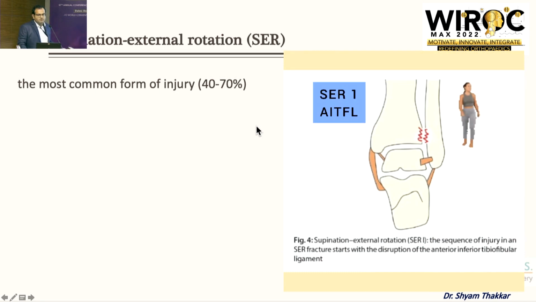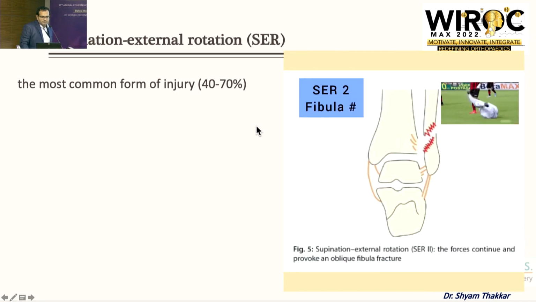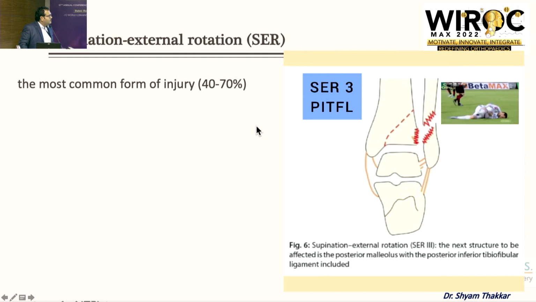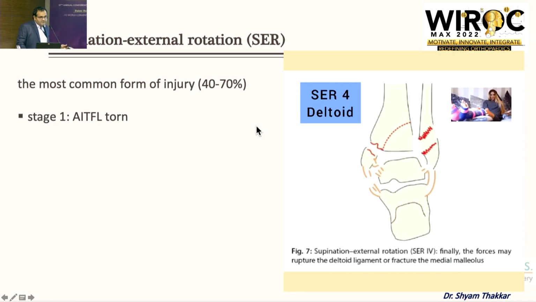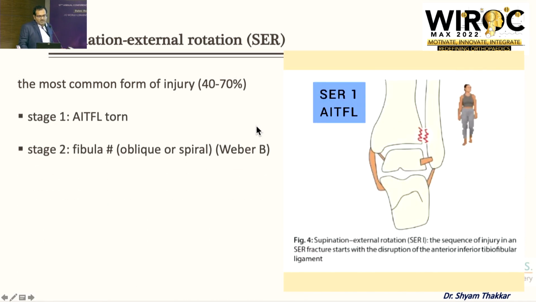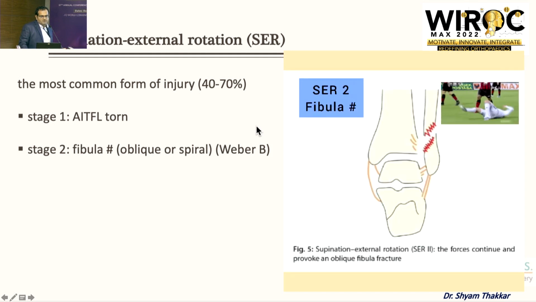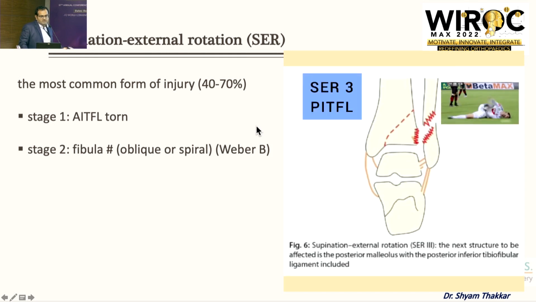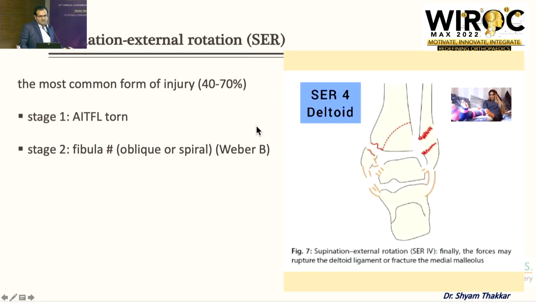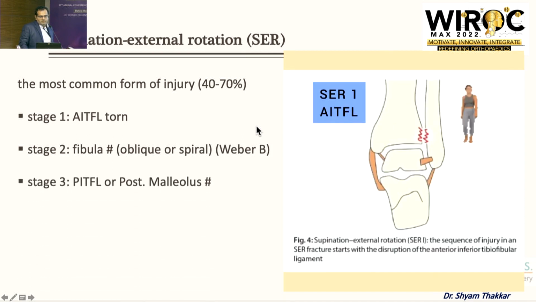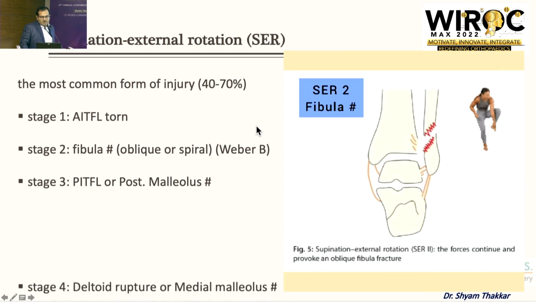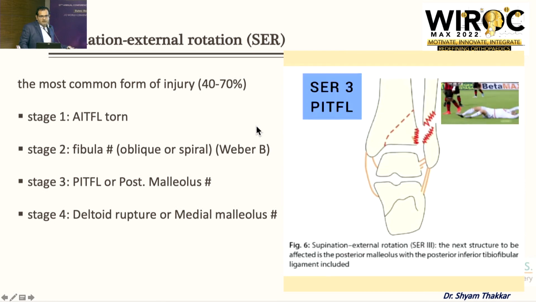Secondly, we speak about the supination external rotation. When the foot is supinated, the primary injury is the AITFL torn first, followed by the spiral oblique fracture of the fibula. Most commonly, it is the Weber type B in supination external rotation, followed by PITFL or posterior malleolus, and last but not the least, the deltoid.